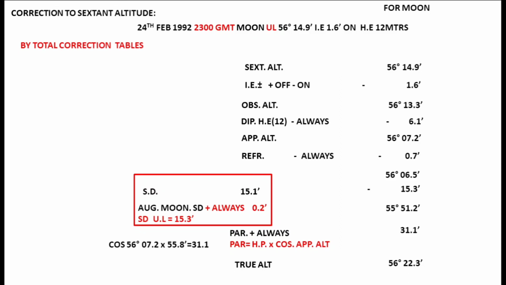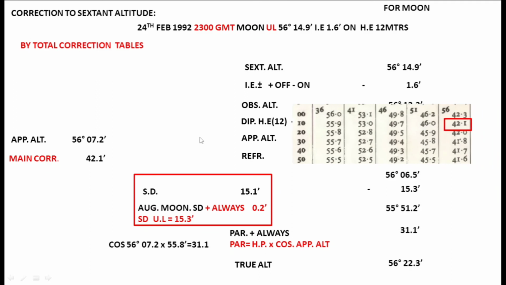But an easier way is to use the total correction. Up to apparent altitude we have to do the same anyway in either case, applying index error and the height of eye correction. So we come to apparent altitude. The next correction we apply is the main correction. We go to the page where the apparent altitude is 56 degrees, here, and 7 minutes comes in line with this. So my main correction is 42.1.